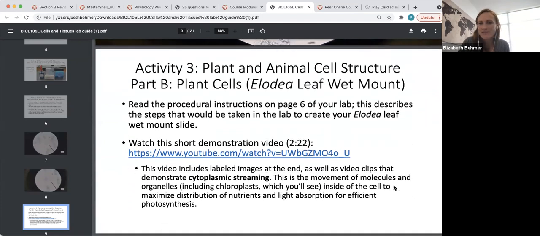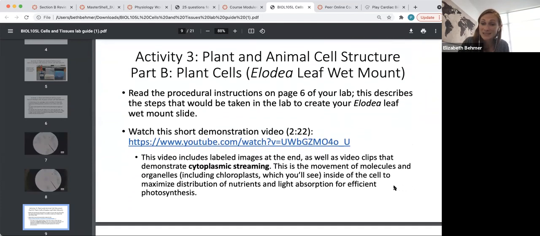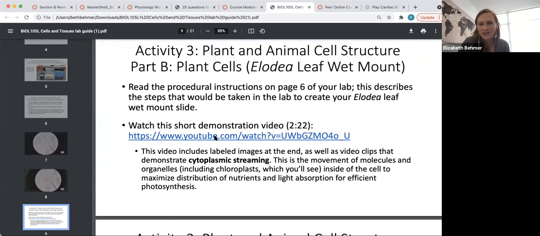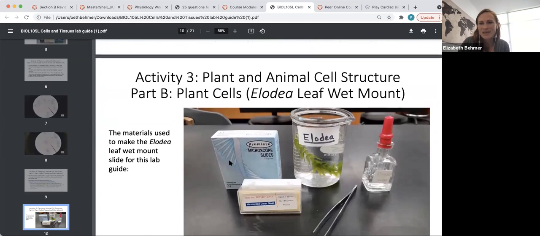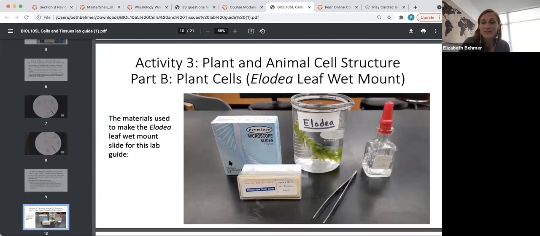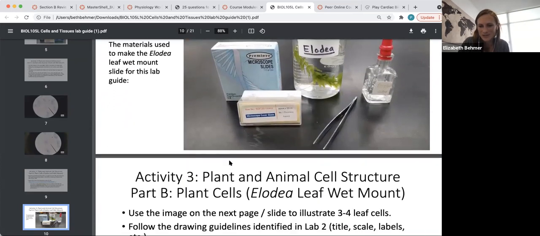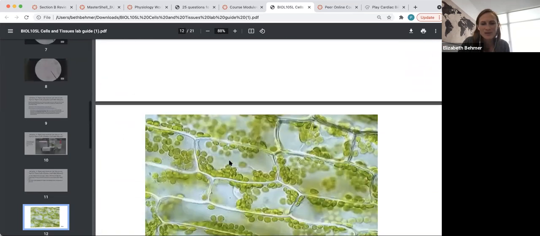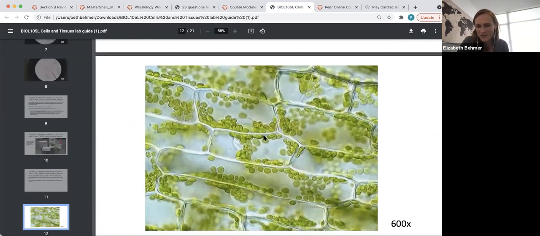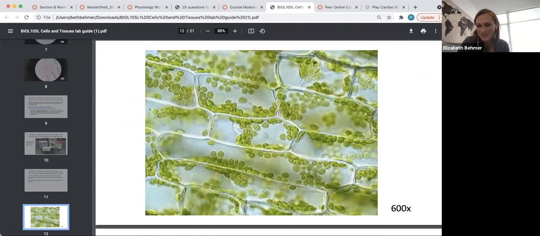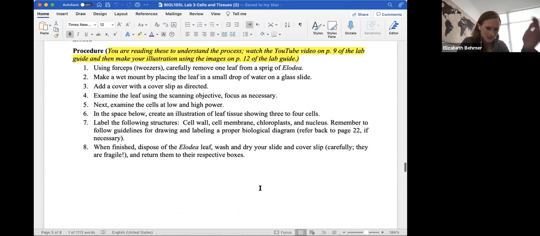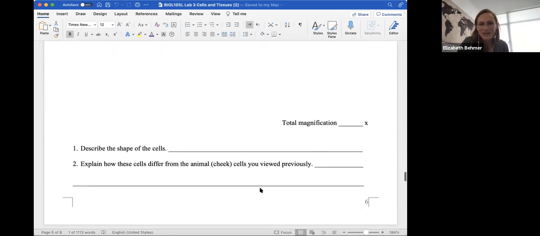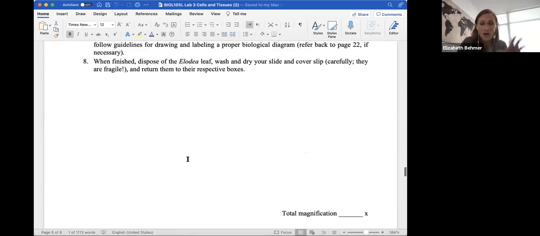The second part of activity 3 is looking at a plant cell. And you can look at the short demonstration to see how we would make a slide, or a wet mount slide, of plant cells to look at those underneath the microscope. And then we'll give you an example of what plant cells look like underneath the microscope at 600 times magnified. And again, looking back at your worksheet, it takes you through what we'll be doing. And then I believe you'll have to make a drawing of the plant cell.